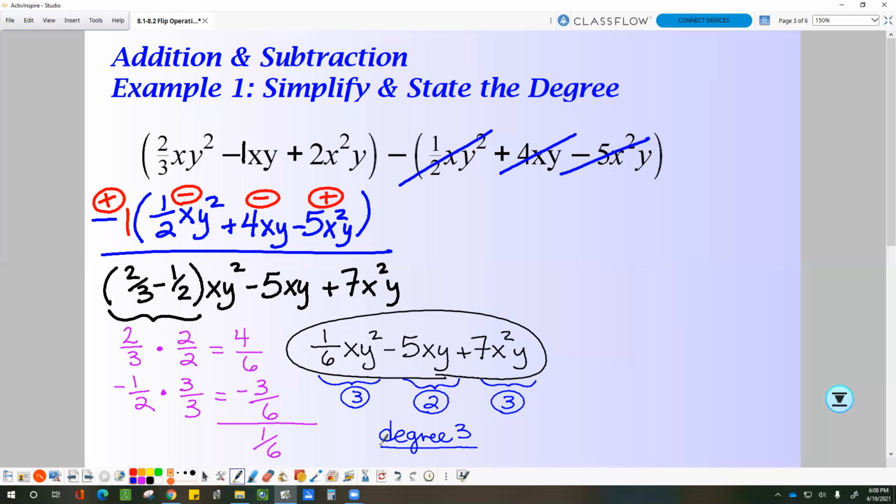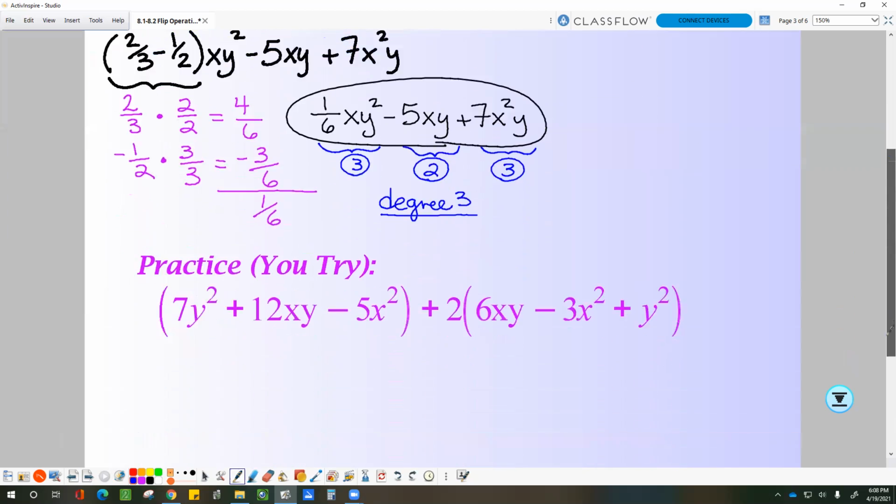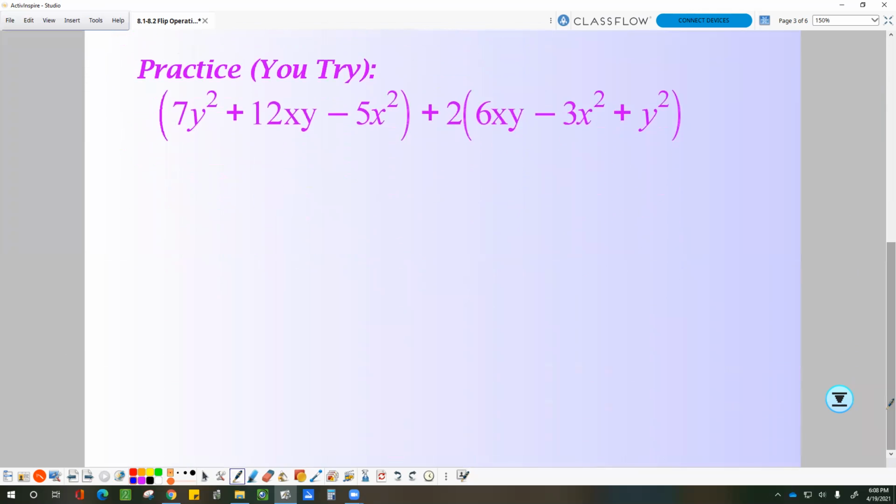Another way that you can combine these is by using grouping. This particular method, stacking them up like this, will be helpful in later lessons that we do. We will divide polynomials, and when we do that, you'll have to line these up this way. But you can also add or subtract by grouping similar terms, like terms.